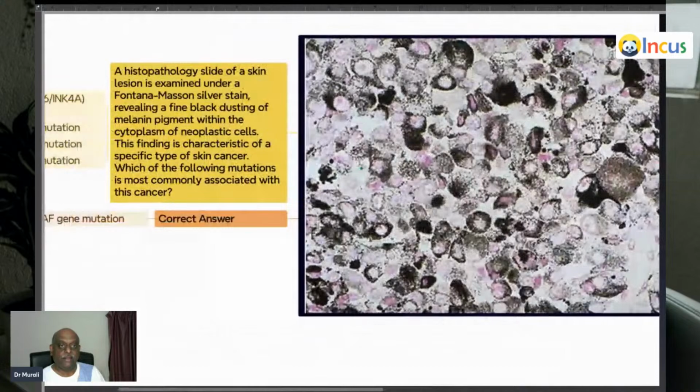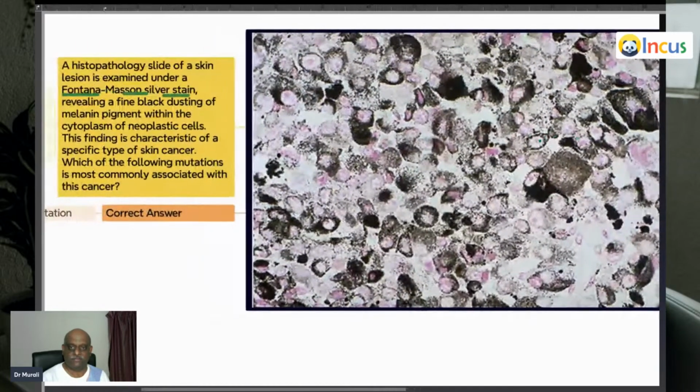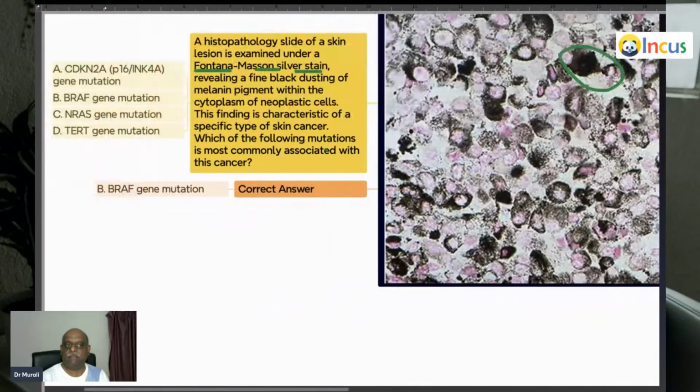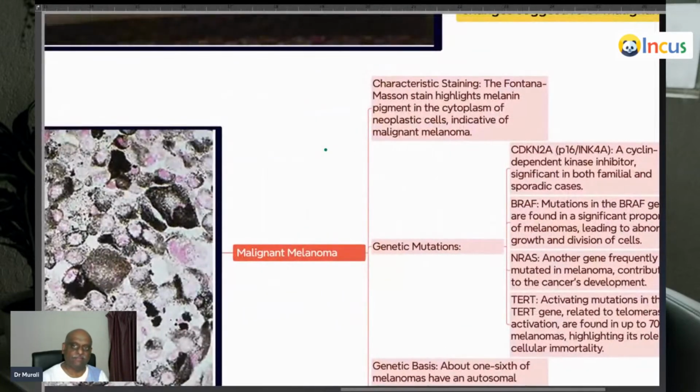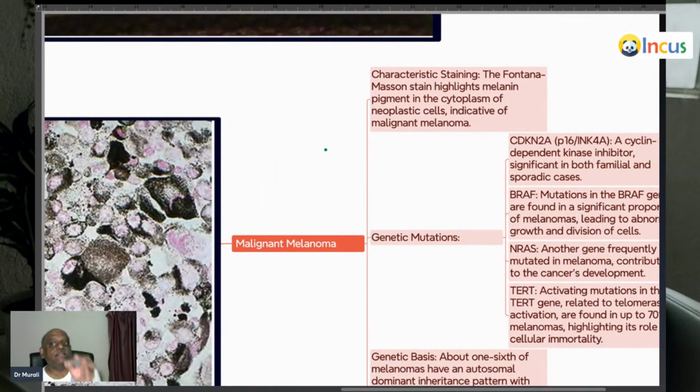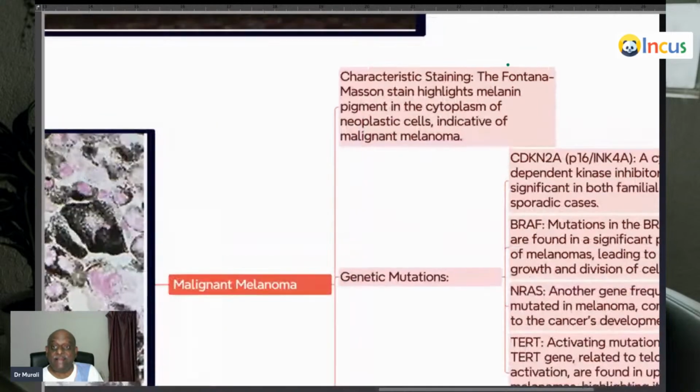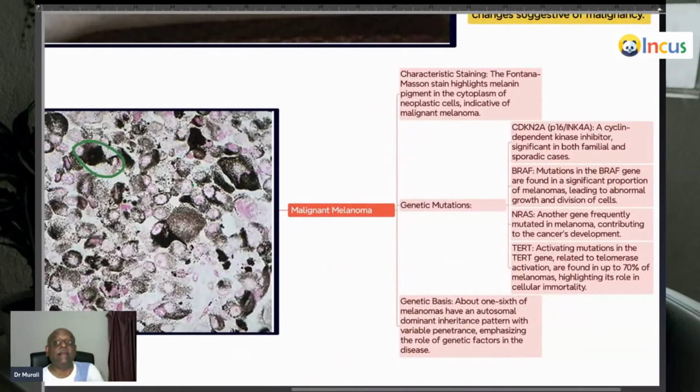Now, doctor, a histopathology slide of the skin lesion. Fontana-Masson silver stain. There is a fine black dusting of the melanin pigment within this neoplasm. You can see all this. What type of cancer is this associated with? Fontana-Masson stain highlights the melanin pigment, indicative of malignant melanoma.